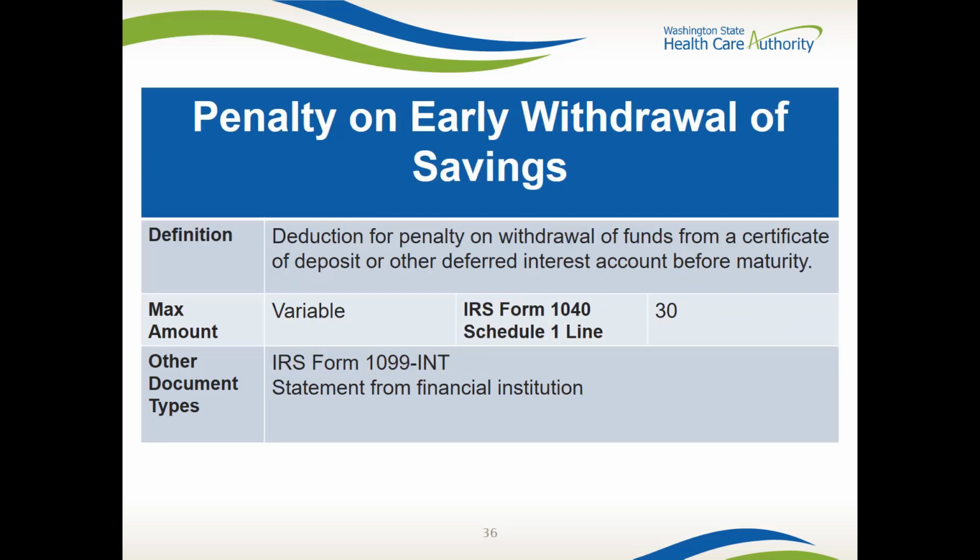Penalty on early withdrawal of savings. This deduction is for penalty on early withdrawal from funds in a certificate of deposit or other deferred interest accounts before maturity. Currently, the deduction amount for penalty on early withdrawal of savings is variable and claimed on line 30 of Schedule 1.